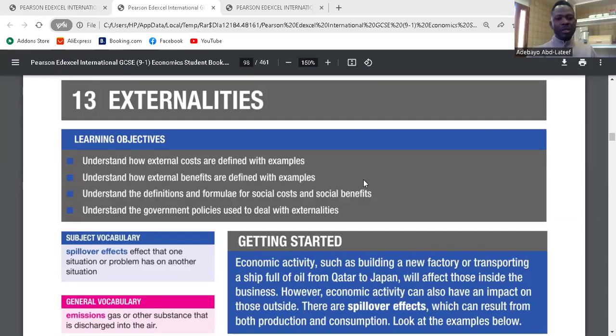So go to chapter 13, externalities. When we talk about externalities, we're talking about indirect costs or benefits involving third parties that are not part of that action. That is what externalities are. So it could be an external cost or an external benefit.